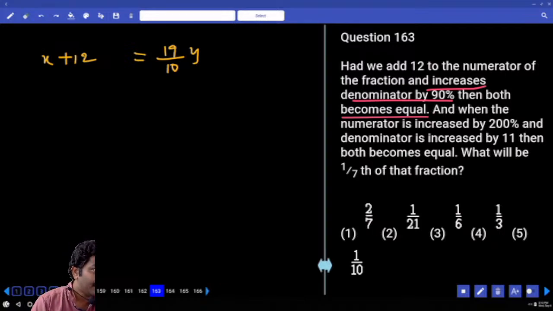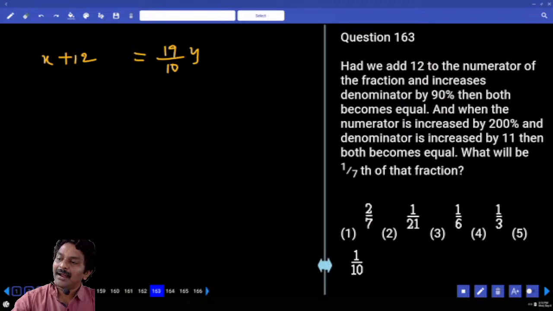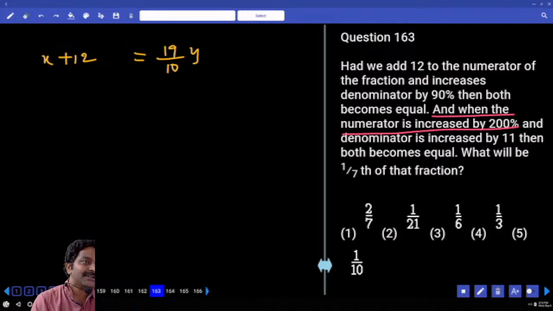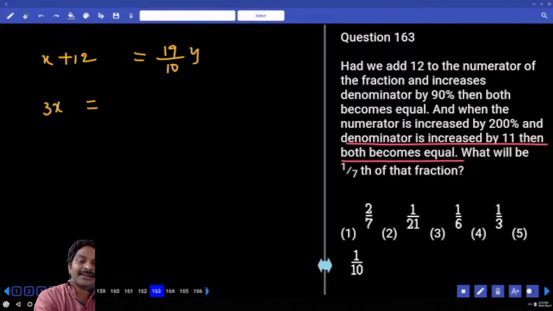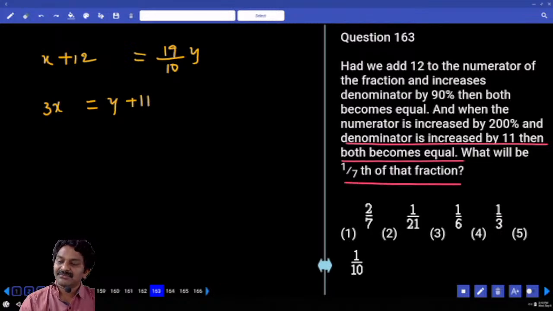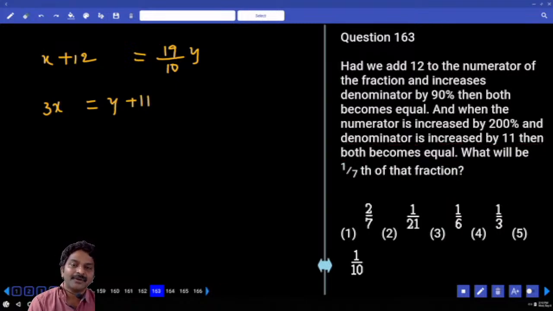Is this okay? And when numerator is increased by 200%, it becomes 300%. So that becomes 3x. And denominator increased by 11, then both become equal. And then denominator is y, that is increased by 11. Yes or no? Right. What is 1/7 of the fraction?